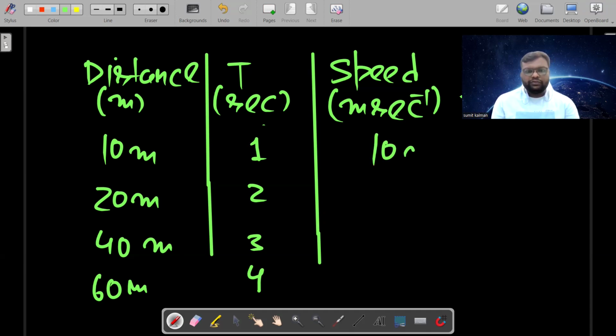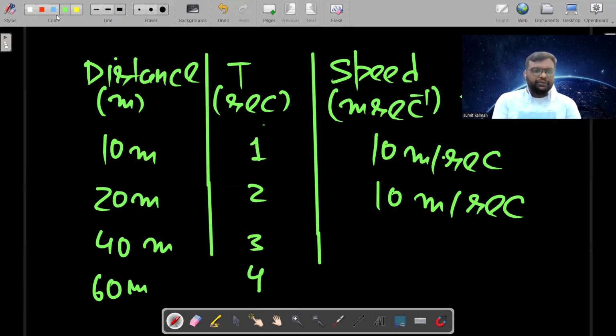10. What will be speed? 20. 10 again, 10 meter per second. And here it will also be 10 meter per second. Here, student, the distance will be 30 meter because we have to take equal distance. So here it will be 30 meter, and students here it will be 40 meter. So here again 10 meter per second, and here again 10 meter per second.